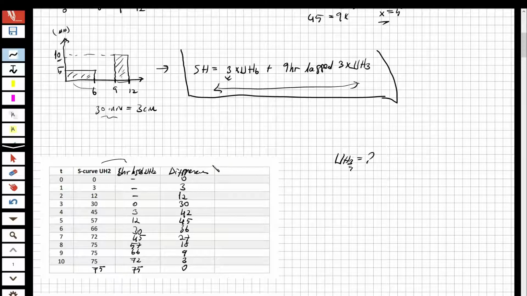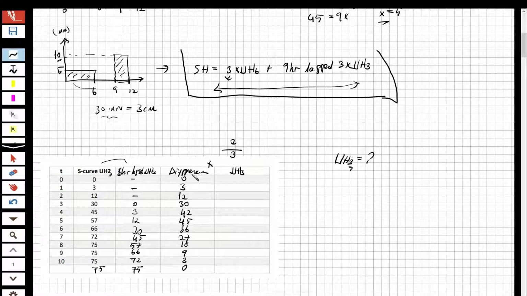Now we got the differences, but to obtain the unit hydrograph for 3, we have to multiply the differences with a ratio. So what is the ratio? Look at here. The ratio is going to be the given hour, unit hydrograph for 2, over which one is asked, unit hydrograph 3, okay, 2 over 3.